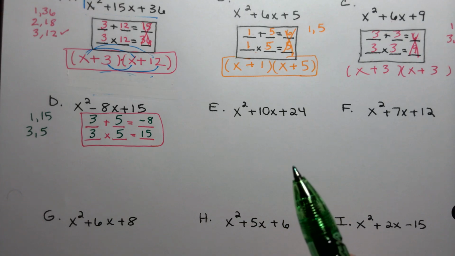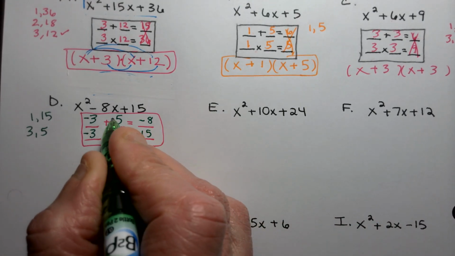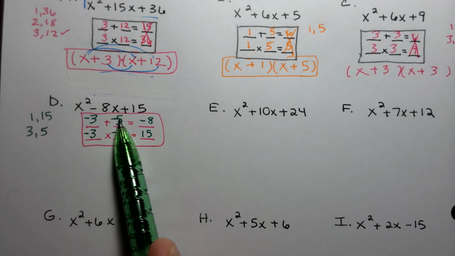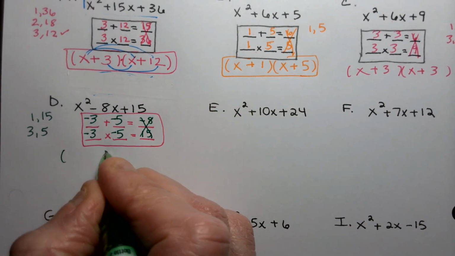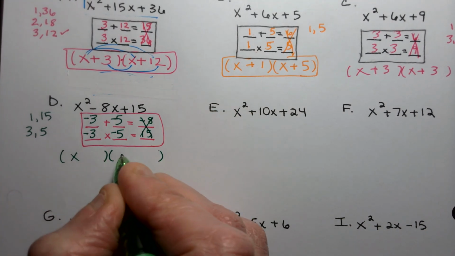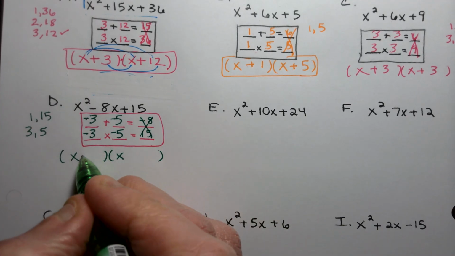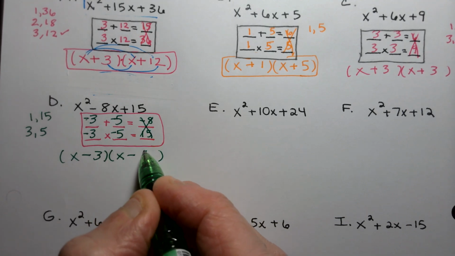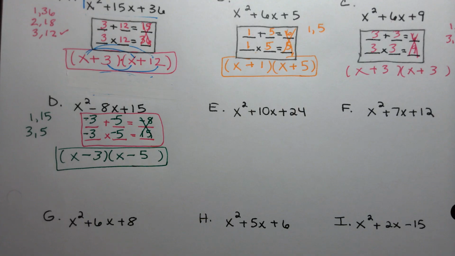Ideas? How about -3 and -5? Yes. Yes. It works. So again, you set it up. X goes first. But now it's a -3. So I'm going to put subtract 3. And it's a -5, so I'm going to put subtract 5. All right, go ahead and set up your box.